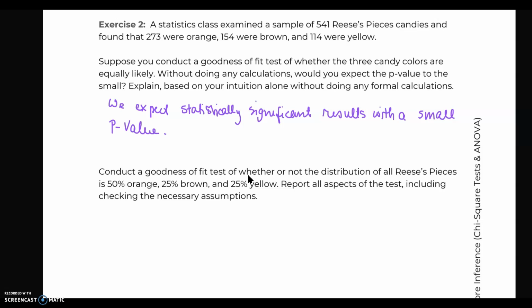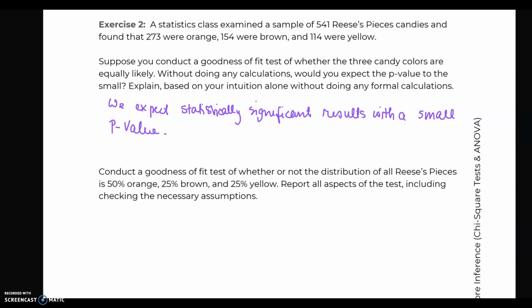We're going to conduct a formal goodness of fit, but this time we're actually going to follow the Reese's Pieces distribution, which is 50% orange, 25% brown, 25% yellow. And so we will calculate our chi-square test statistic. We are going to find our p-value, make a formal decision. And this time we're not going to do it by hand like we did in the previous example. I will also show you how you could conduct one of these tests with equally likely results, and therefore show you the difference, answering the first part, which we already informally answered, as well as looking at that color distribution given in part 2.